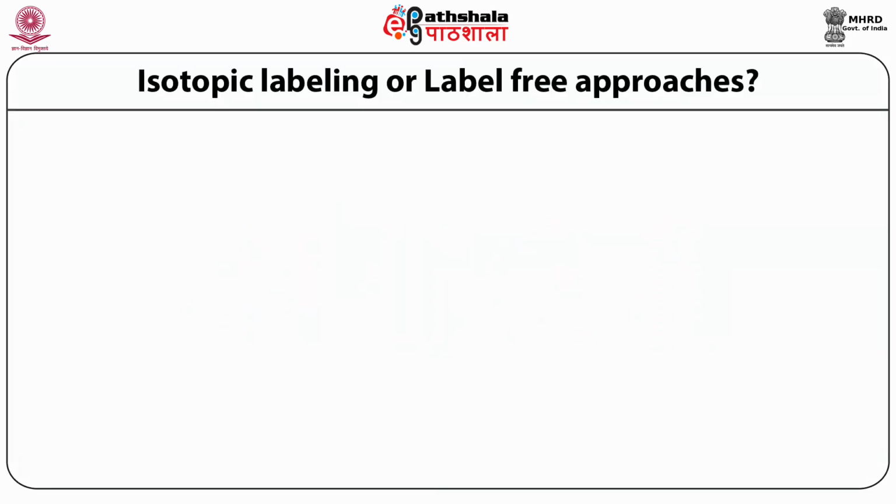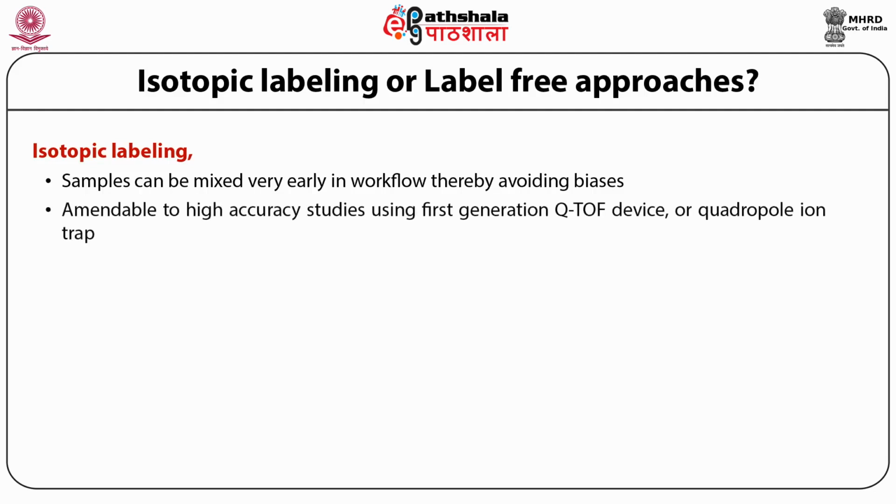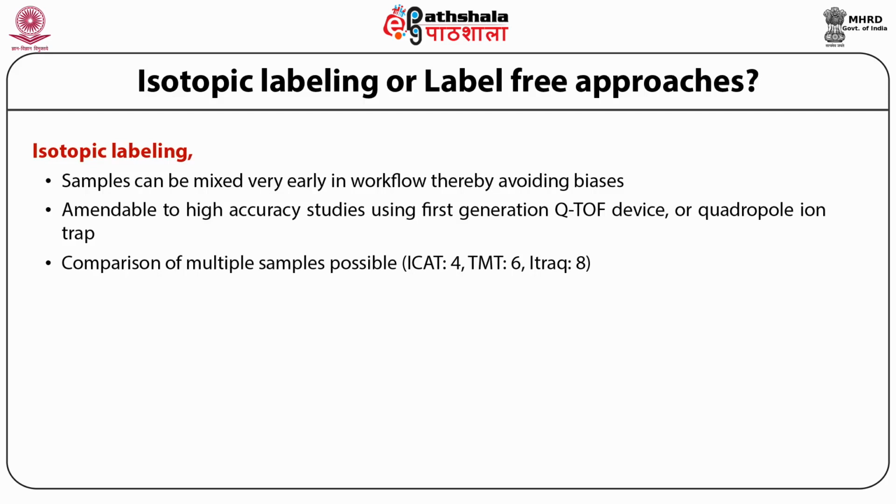Isotopic labeling or label-free approaches. First, we will discuss isotopic labeling. Under isotopic labeling, samples can be mixed very early in the workflow, thereby avoiding biases. It is amenable to high accuracy studies using first generation QTOF devices or quadrupole ion trap machines. The comparison of multiple samples is possible, where the platforms of ICAT, TMT, and iTRAQ are used.